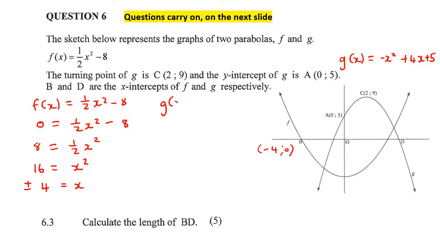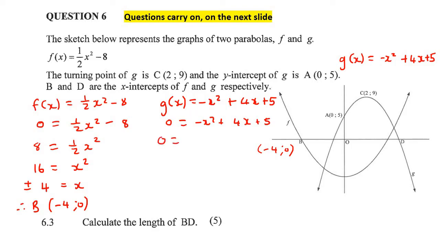So g is negative x squared plus 4x plus 5. So b, therefore b is negative 4 and 0. Okay, now we're going to go do the same for this one. I don't like working with the negative, but you can if you want to. But I'm just going to divide everything by negative. This one would actually factorize. But if you wanted to, you could also just use the quadratic formula. Nothing wrong with that.